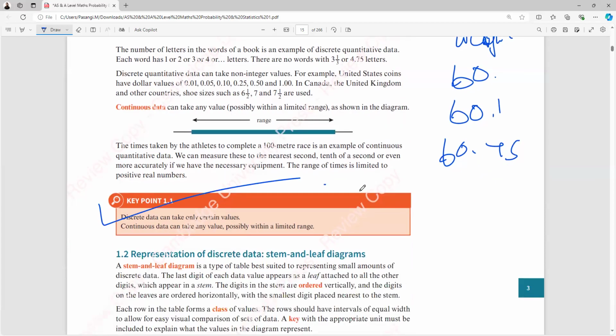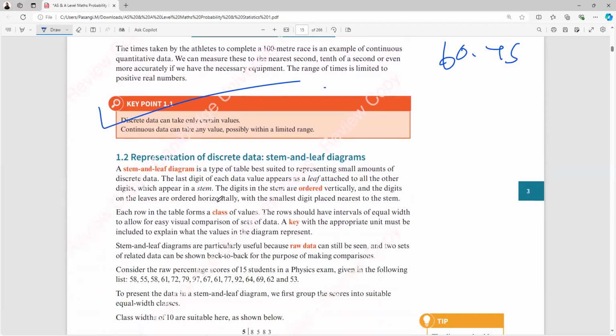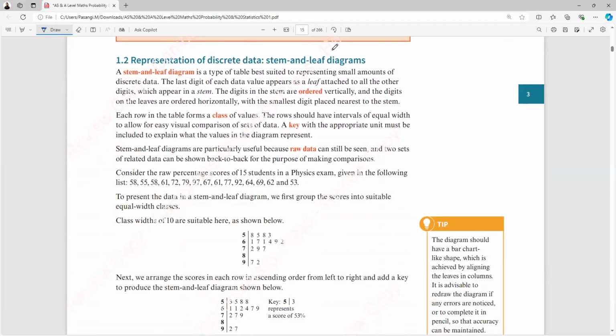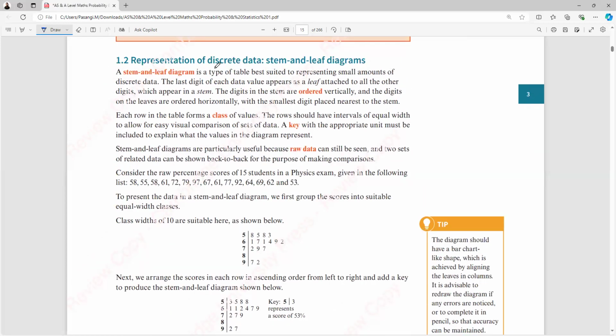That is it. Now we have to have representation of discrete data, the stem and leaf diagram. So this one you already know. I hope you already know. No, right? Yeah, we did it in maths. So for example, I'll go through the special words that they have highlighted.